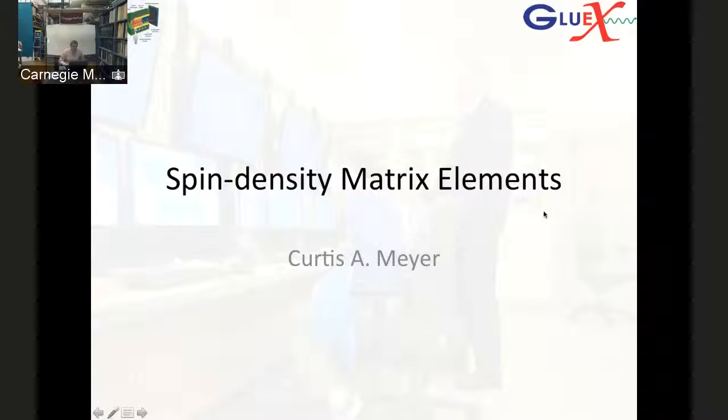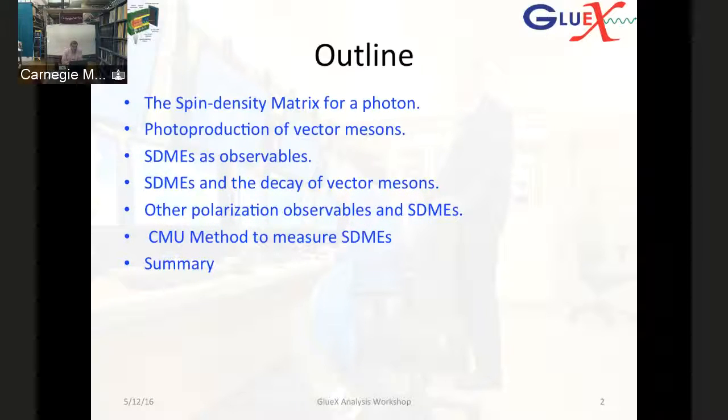I was asked to try to explain what spin density matrix elements are, because we've been talking about measuring them as one of the early parts of the program. I'll start by saying a little bit about the spin density matrix for a photon, basically how you describe the polarization, then photoproduction of vector mesons, and then these SDMEs, the spin density matrix elements, as observables, and then connected to the decay of vector mesons. And then I'll tie these into other polarization observables whose names may be somewhat more familiar to people. They're basically another way of looking at that.